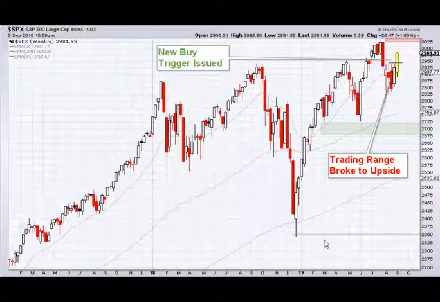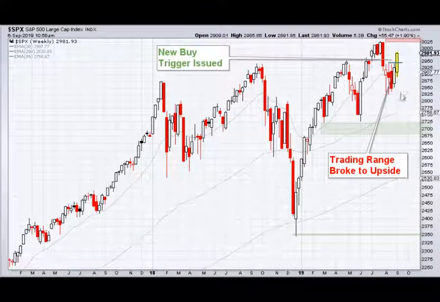Here's a chart of the S&P 500. It's a weekly chart, and a couple of things. Number one, we broke to the upside. The prior week we had a buy signal, which is this bull bar here, and then the trigger was above last week's high. We got there.